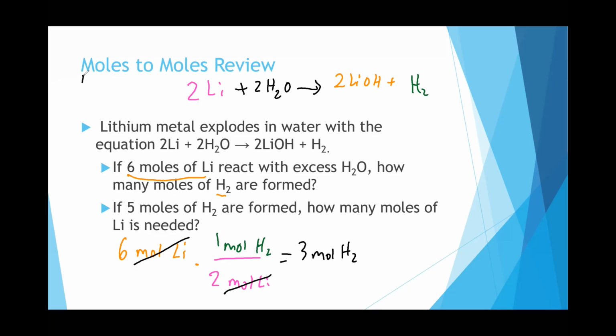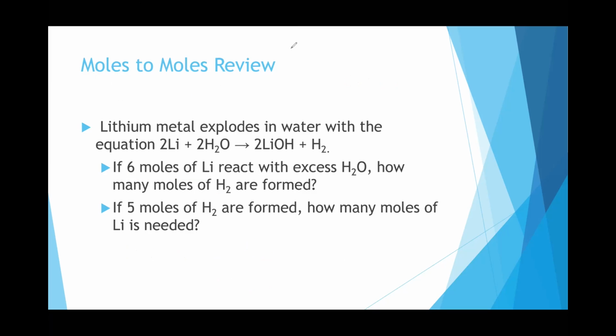Another way to think about it is lithium to hydrogen gas ratio is 2 to 1. If we have 6 moles of lithium, how many moles of hydrogen? 2 to 1, so we're multiplying by 3. So we're going to do 1 times 3 is 3. So 3 is the correct answer for that one. Now, let's do the second one.